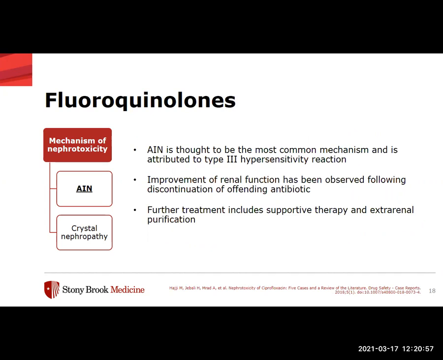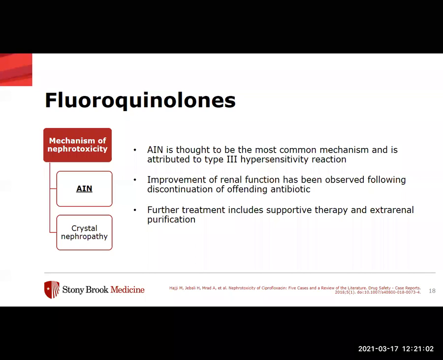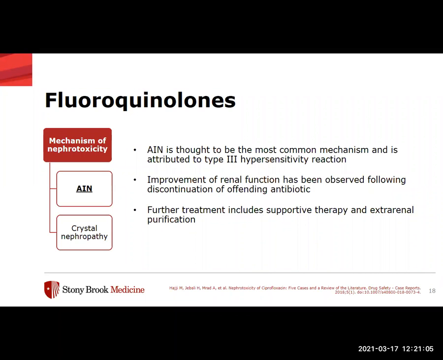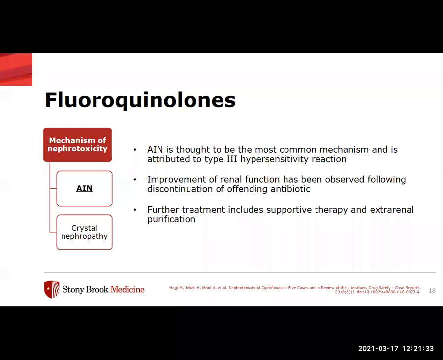So next, the fluoroquinolones have different mechanisms of nephrotoxicity, but it's most commonly caused by acute interstitial nephritis. And this acute interstitial nephritis secondary to fluoroquinolone therapy has been attributed to a type 3 hypersensitivity reaction, by formation of antigen-antibody immune complexes. So nephrotoxicity due to fluoroquinolone use is often reversed upon discontinuation. However, sometimes further treatment may be required and often includes supportive therapy and extra renal purification by conventional intermittent hemodialysis.